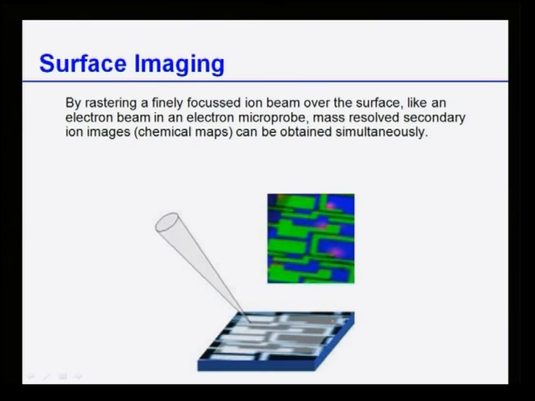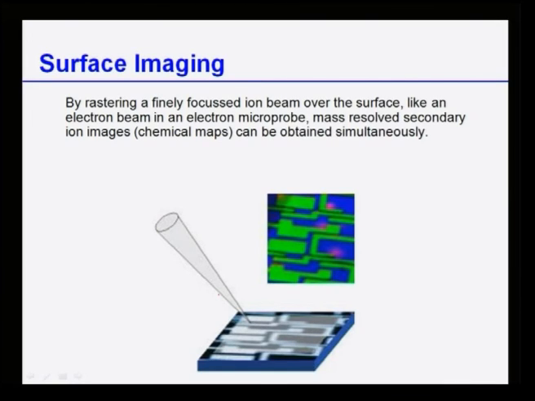One can also use SIMS for imaging or surface imaging, because you can raster. If you can raster, you can image by rastering a finely focused ion beam over a surface like this, and one can create mass resolved secondary ion images. It is basically like a scanning electron microscopic image, but here we are getting mass resolved secondary ion images. If I have a primary beam, which I can raster on the sample surface, then from each point we can generate secondary ions, and by measuring the secondary ion types and their yield and quantifying the different elements, we can create a map. It is just like an elemental map in a SEM.